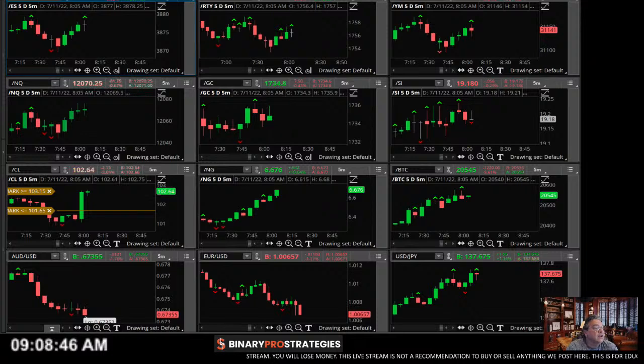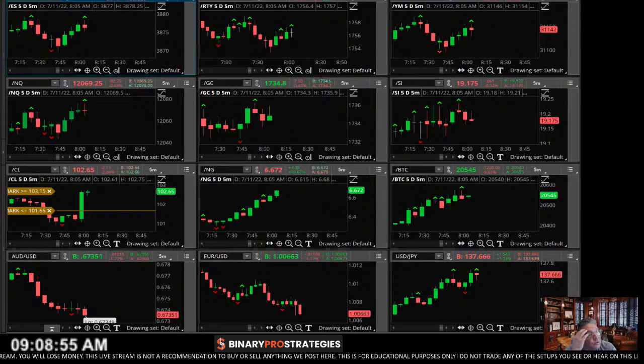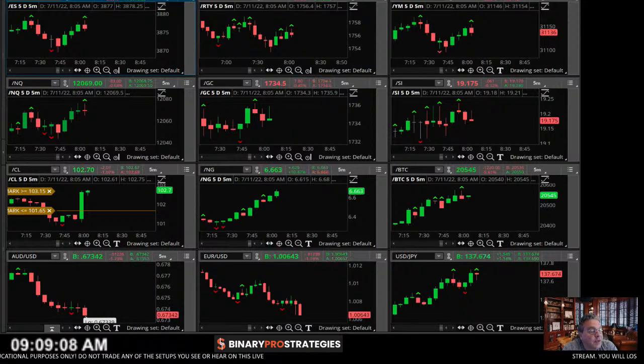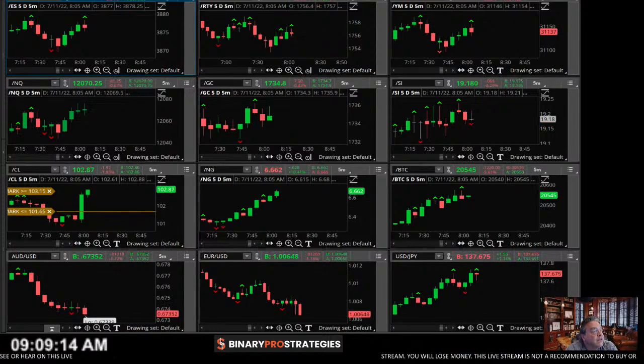All right, so we are getting a short on one of the indices here. Let's see here. It's going to be the mini Dow. We are getting a short on the mini Dow, which is going to be YM. And the target on that, on the downside, is going to bring us down to 310.63.